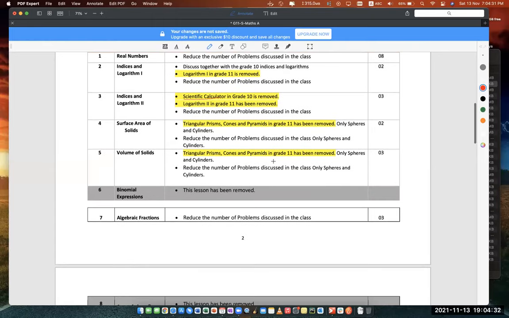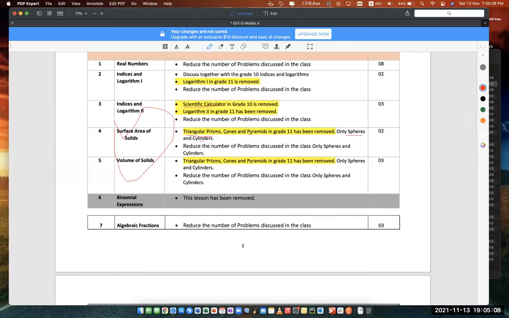Then surface area and volume. For both these sections, what happened? You only have the triangular prisms, cones and pyramids, everything removed from your syllabus. So you have only two things, the sphere and the cylinder. That's it. If you are okay with finding the surface area of spheres and cylinders, that's enough. For both surface area and volume, it is the same scenario.